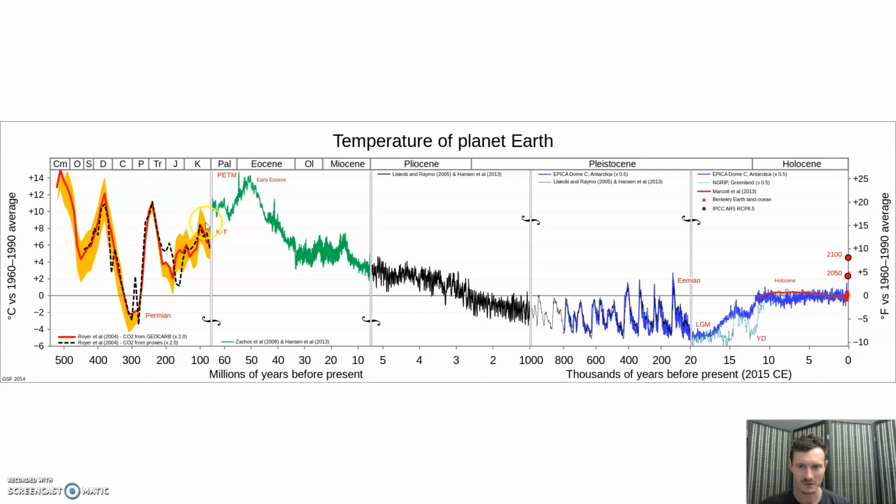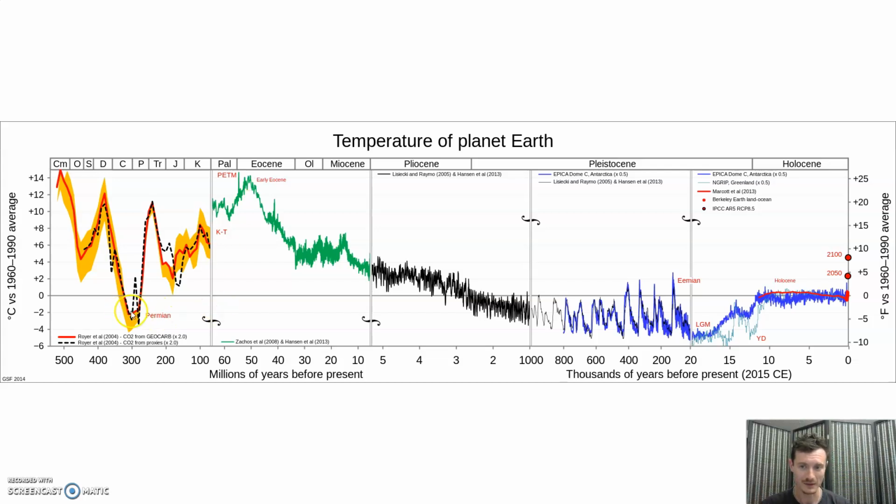There are other events, right? We'll notice through the more recent part of it, here is where the dinosaurs go extinct. Since then, mostly things have been warmer than they are now. In other words, our ice age is unusual, all things considered.